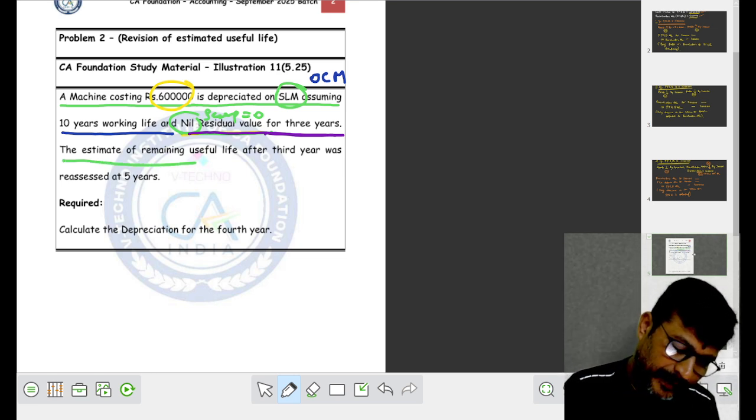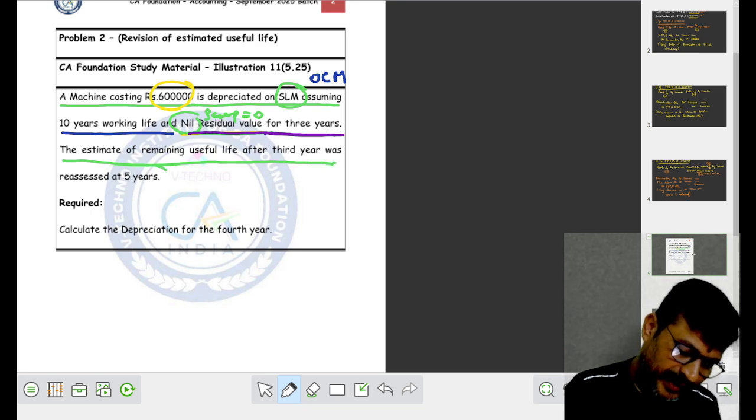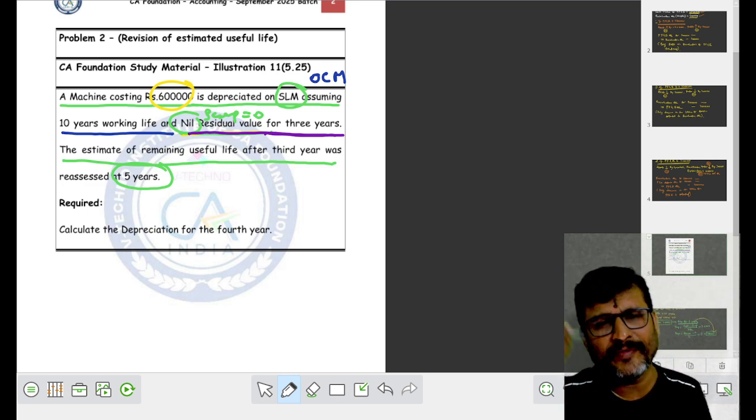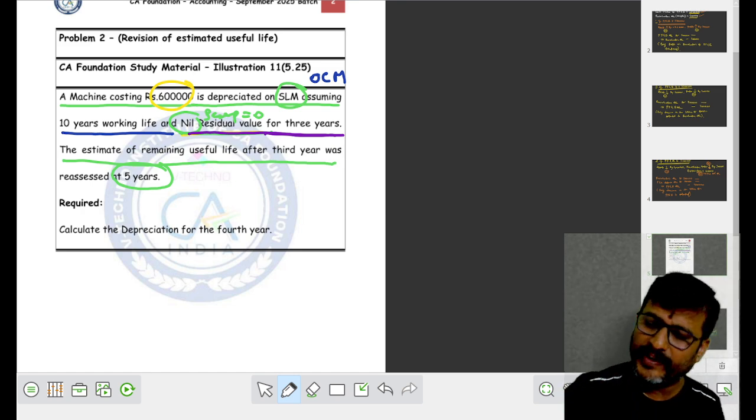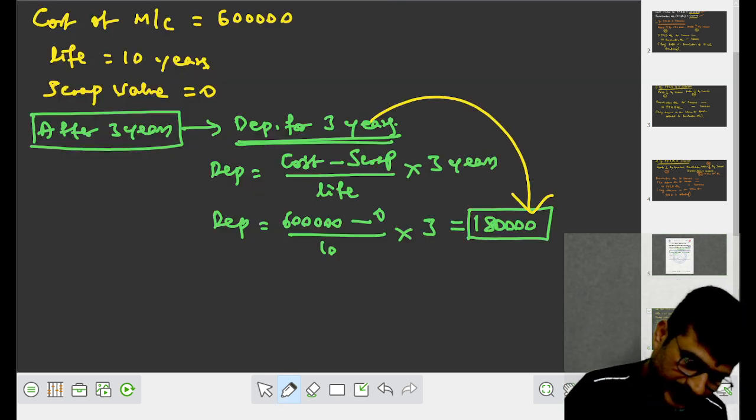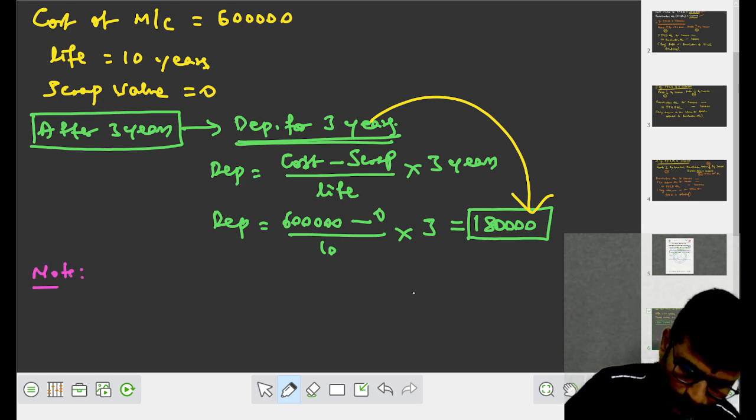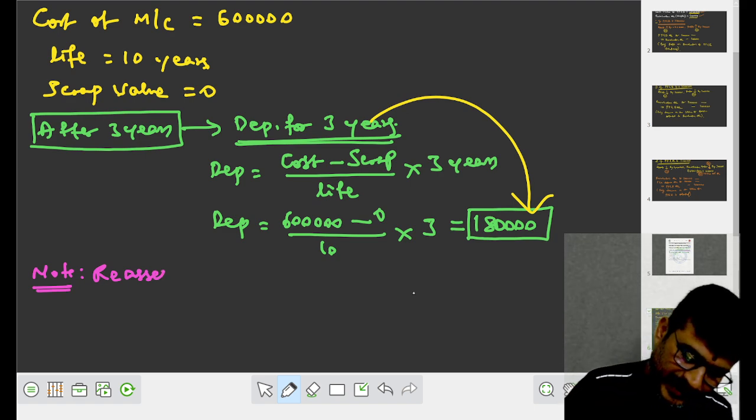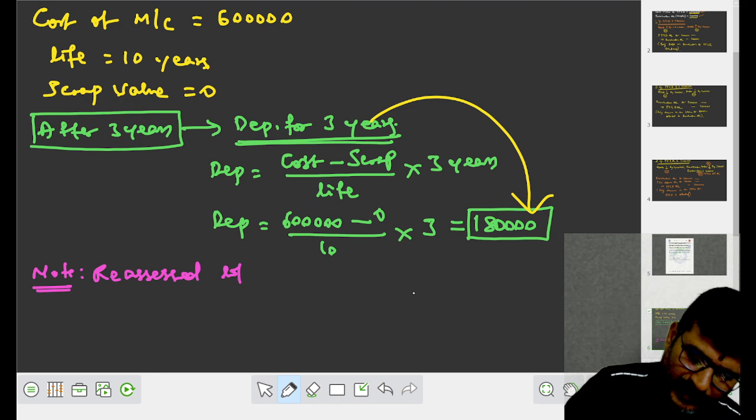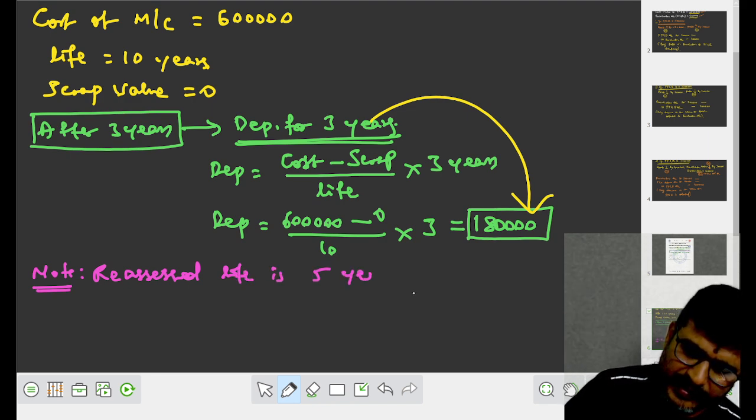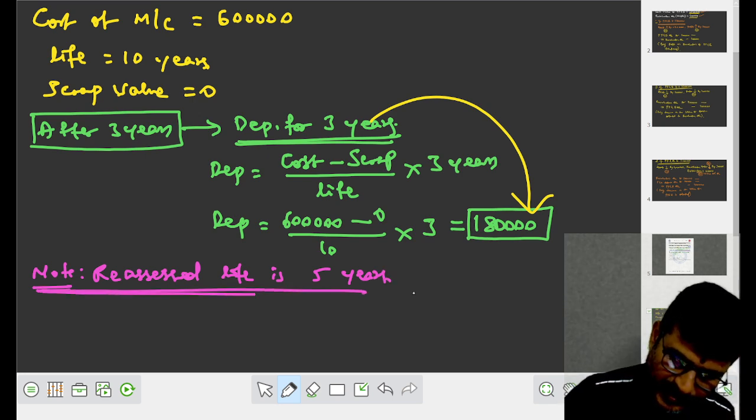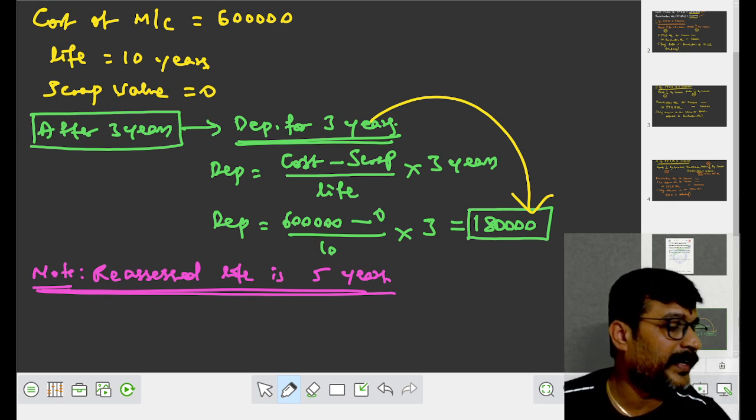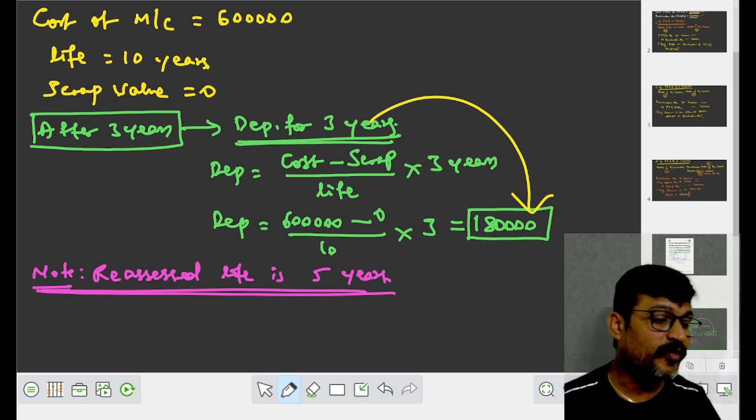The estimated remaining useful life after the third year is 5 years. After the third year, the remaining life is reassessed. Reassessed life is 5 years. Now let me write a note: reassessed life. Reassessed life is how many years? 5 years. Reassessed life is, my dear student, 5 years.